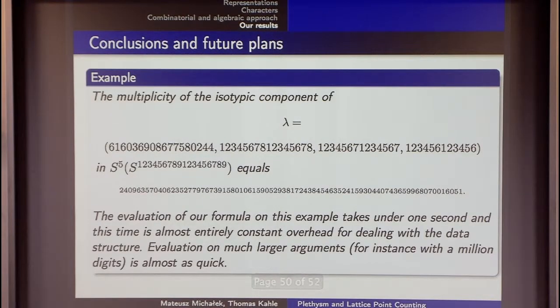So here is an example. If you would like to know what's the multiplicity of such a random Young diagram inside such a plethysm, it's this. You are not supposed to see it, but the evaluation of such a formula takes under 1 second. And Thomas says that we can do it when these numbers would have millions of digits. So the explicit formula is really fast.